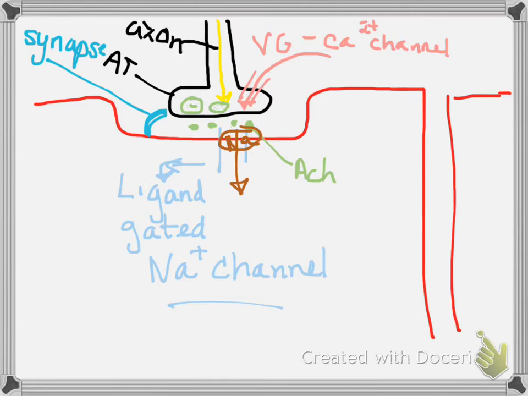So when acetylcholine comes over, binds onto that ligand gate and opens up the channel, where does sodium naturally want to rush? In, because it's built up so high on the outside thanks to the sodium-potassium pump.